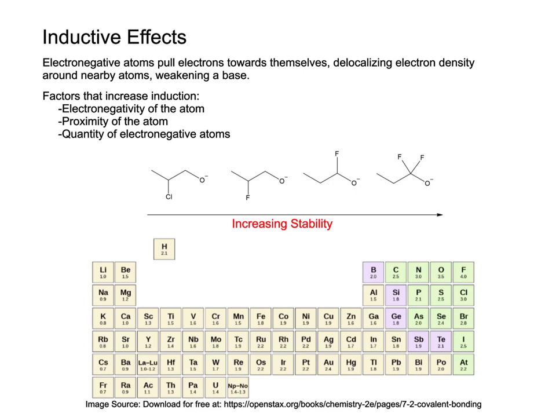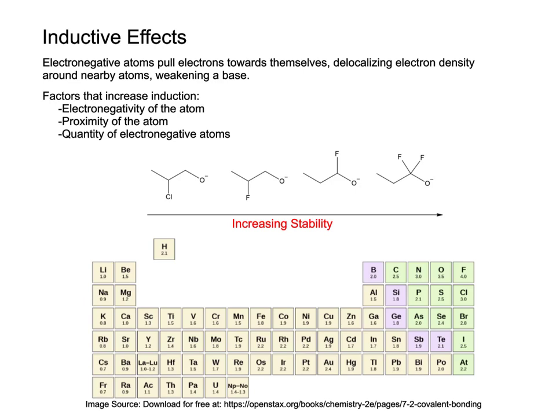We have increasing stability from left to right in this picture because what we're comparing in the first one is the chlorine versus the fluorine. You can see that we are 2 carbons away from that negatively charged oxygen for both the chlorine and the fluorine in the first 2 molecules. So the difference is that chlorine is less electronegative than fluorine. That makes the molecule with the fluorine more stable because it delocalizes that charge more because it pulls the electron density further away or more strongly away from that oxygen.